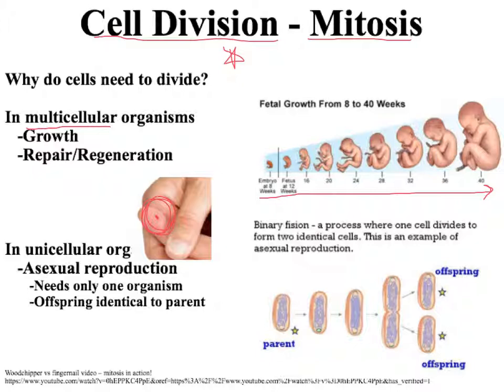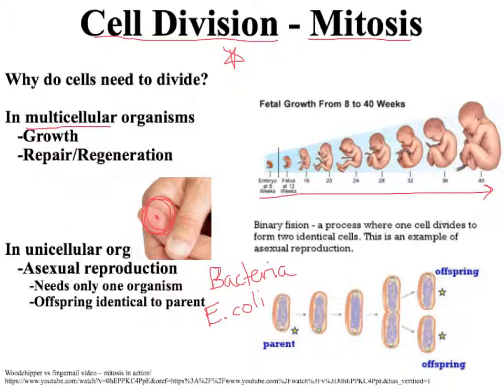Now if you're a unicellular organism or a one-celled organism, mitosis means a whole different thing. So a really good example of a unicellular organism is a bacteria. Just like the bacteria we were talking about yesterday, E. coli. And yesterday we reprogrammed E. coli to make RBST to be able to inject into cows and make more milk.